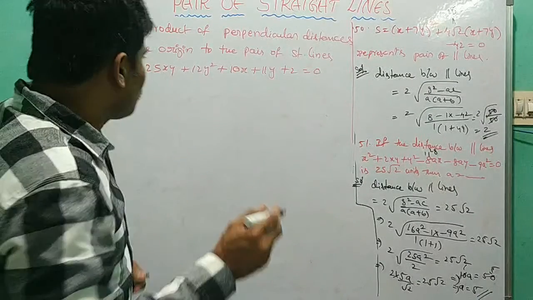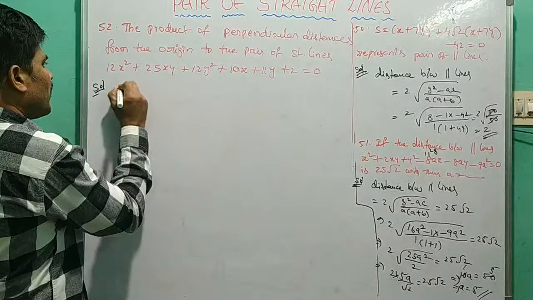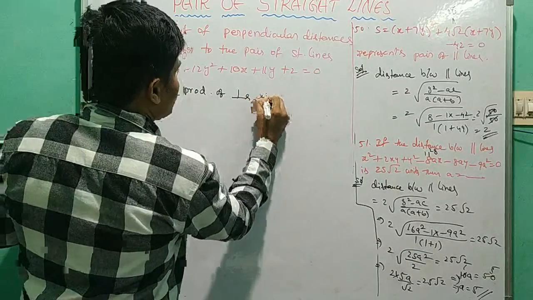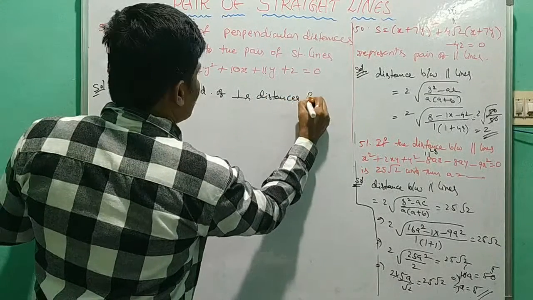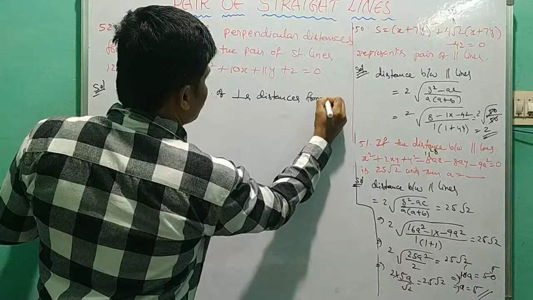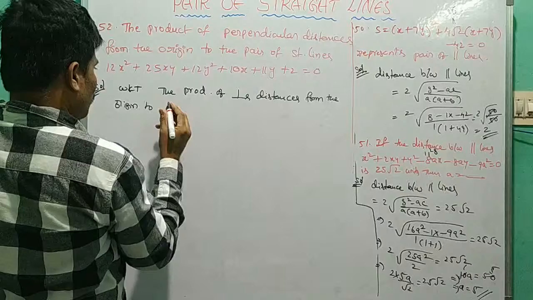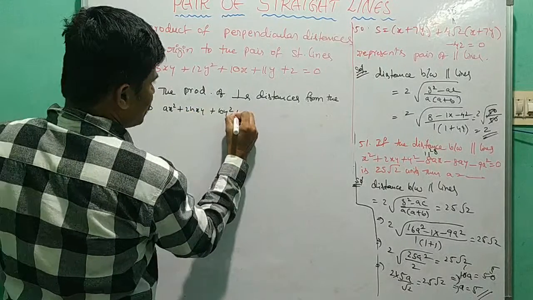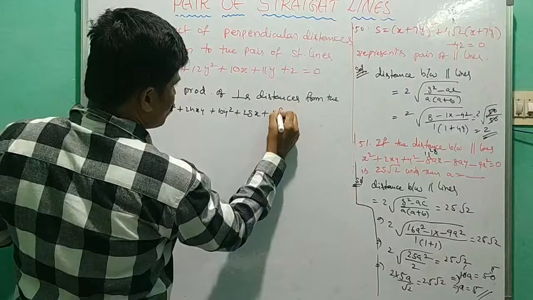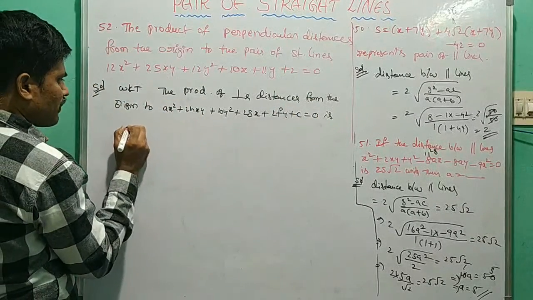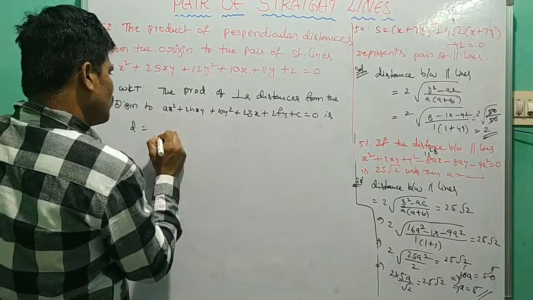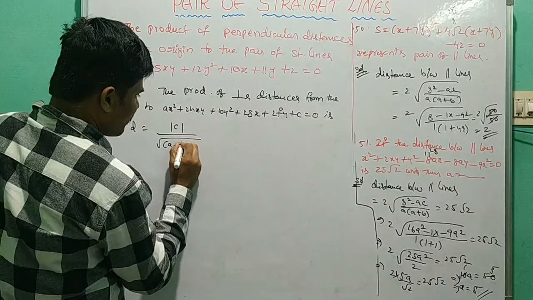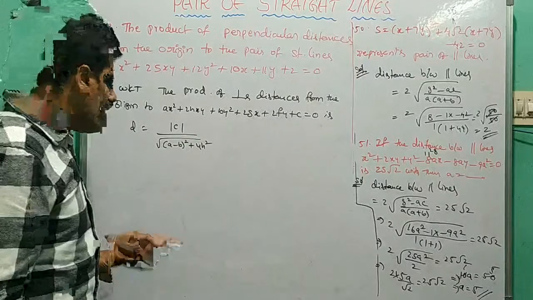already discussed the formula. Now the product of perpendicular distances from the origin to the pair of lines ax square plus 2hxy plus by square plus 2gx plus 2fy plus c equal to 0 is, in general, mod C by square root of a minus b whole square plus 4h square.